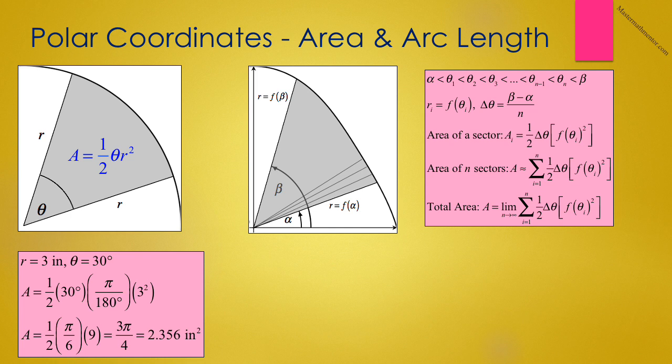To get the actual total area, we use an infinite number of sectors. So A is equal to the limit as n approaches infinity of the summation i equals 1 to n of 1/2 delta theta times f of theta sub i squared.